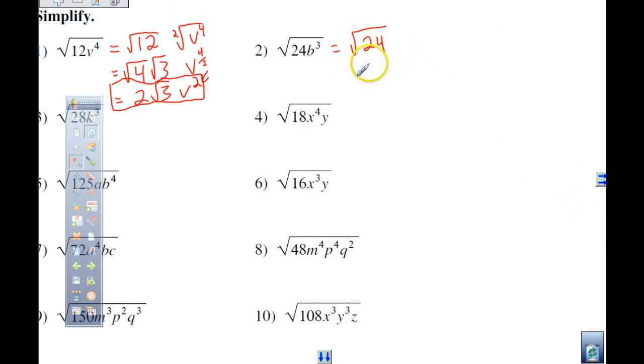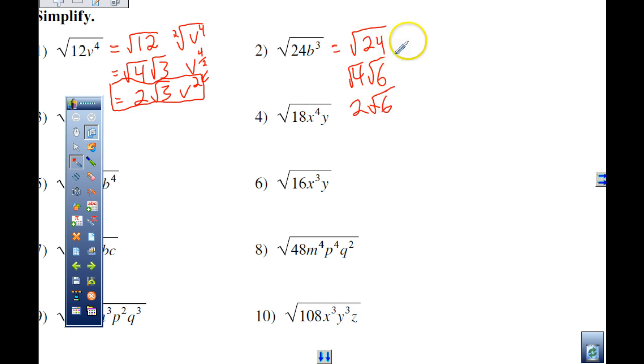What goes into 24? Root 4, root 6, which is 2 root 6. Oops, not root 2, but 2 root 6. And then what about the b to the third? Square root of b to the third. Okay, so can we take the square root of b to the third? Does that work?